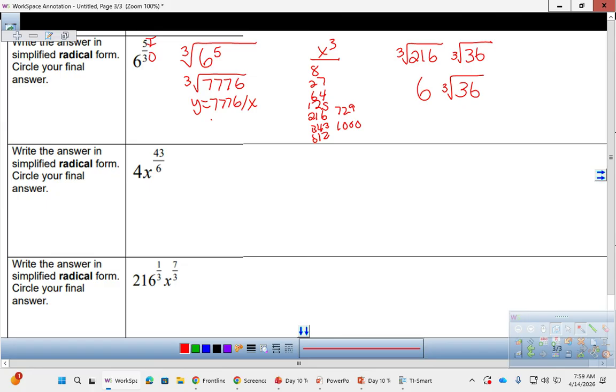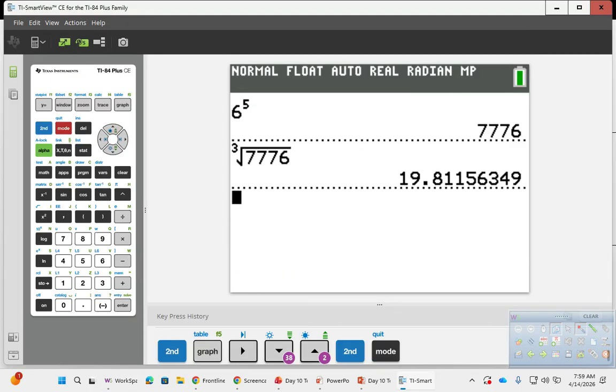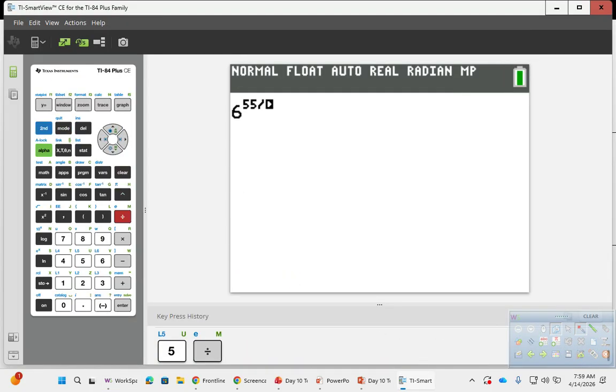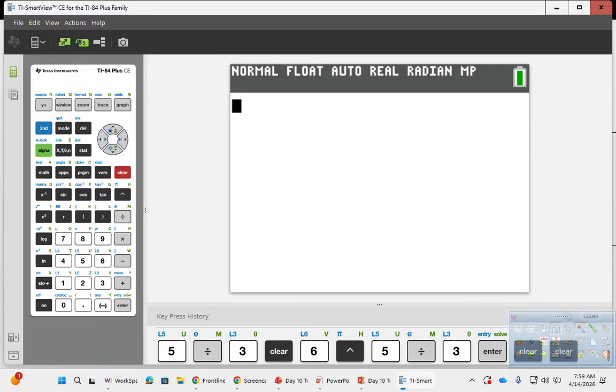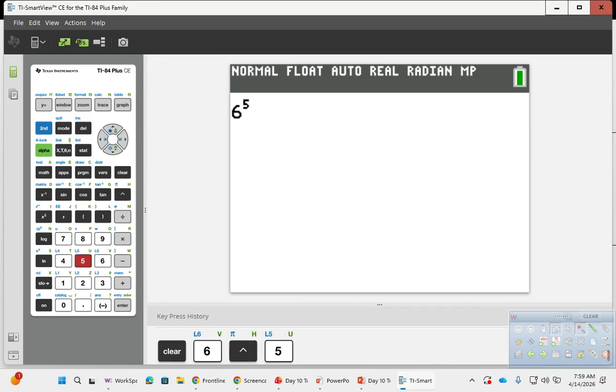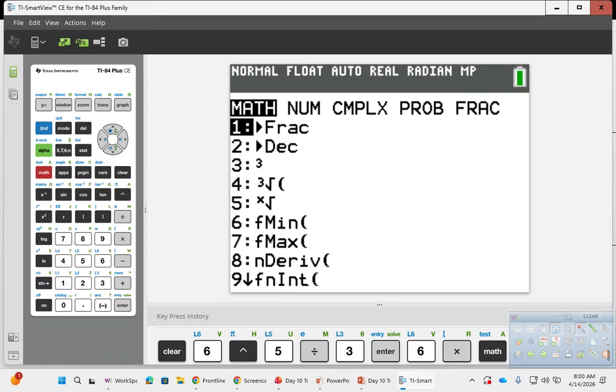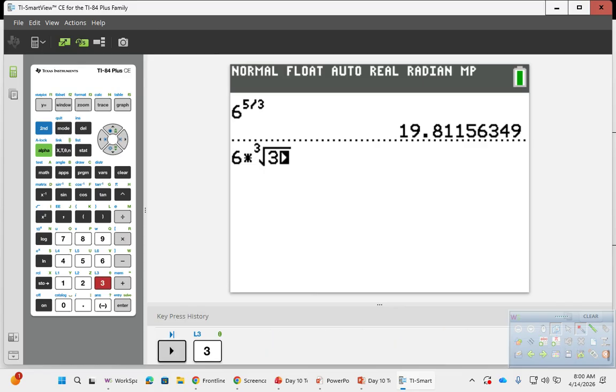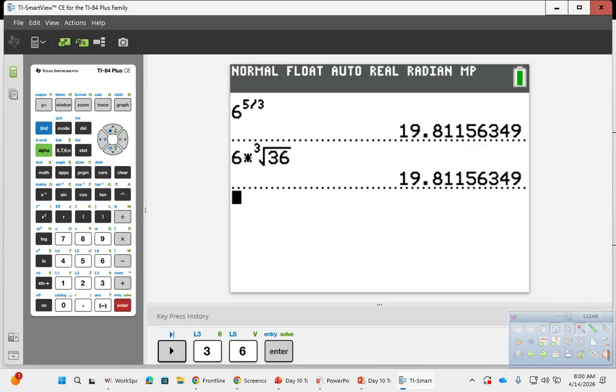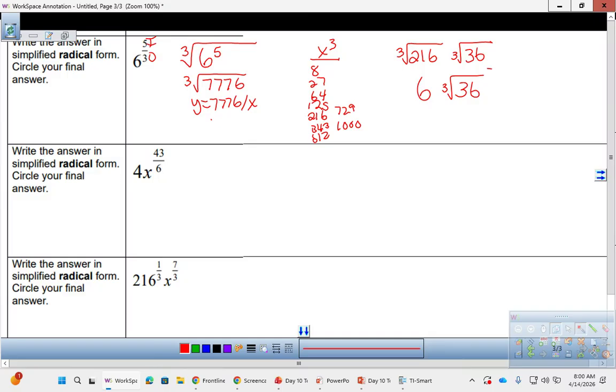Now checking this is the same. You could do it in the home screen. So 6 to the 5/3. So 6 to the power of 5 divided by 3. Oops. 6 to the power of 5 divided by 3. Question, 6 times the 3rd root of 36, answer. Right? Even though they're in different formats, you can still check them. If they don't have any variables, check them in the home screen. If they do have variables, check them in the y equals screen, but you can still check them. All right, so this is my answer for this one.